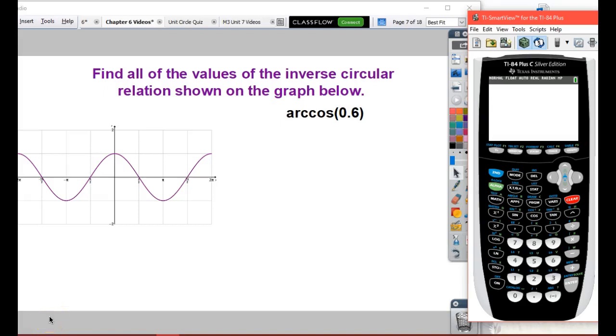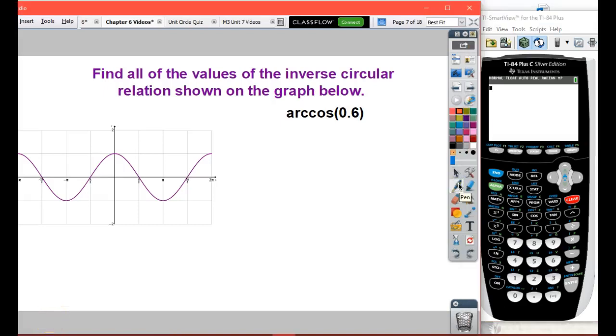So this problem will help you with a couple that you'll see on your homework, and we're asked to find all the values that will satisfy the inverse circular function arccosine of 0.6. And so remember, since this is an inverse, what we put into inverses are ratios. And so what I'm looking to come out of this are angles.